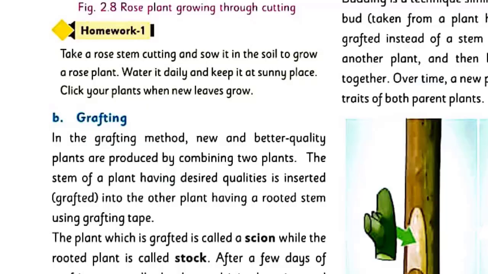B. Grafting. In the grafting method, new and better quality plants are produced by combining two plants. The stem of a plant having desired qualities is inserted into the other plant having a rooted stem using grafting tape. The plant which is grafted is called a scion, while the rooted plant is called stalk.